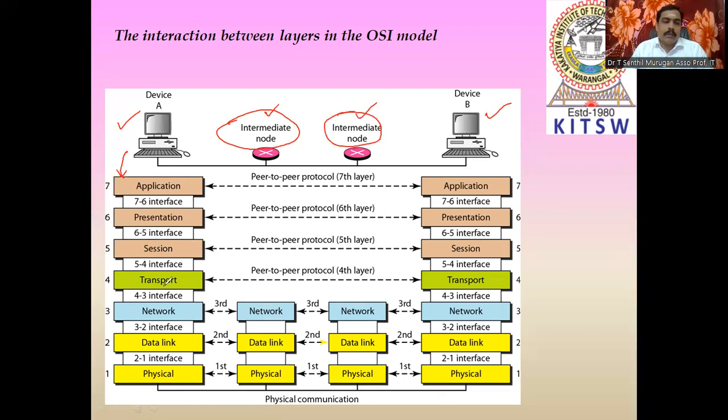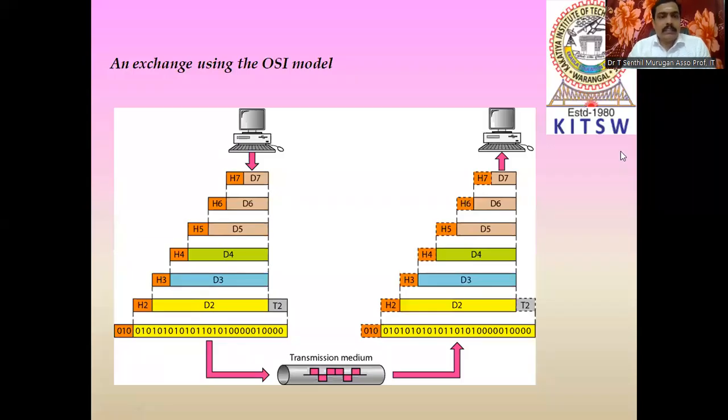Here, in between, how the message reaches the intermediate nodes: in the top layers and middle layers, it does not reach the intermediate nodes, but in the bottom 3 layers the message goes to the intermediate nodes. How that works, we will discuss one by one in the further slides. So this is the exchange using the OSI model, how the data is transferred.